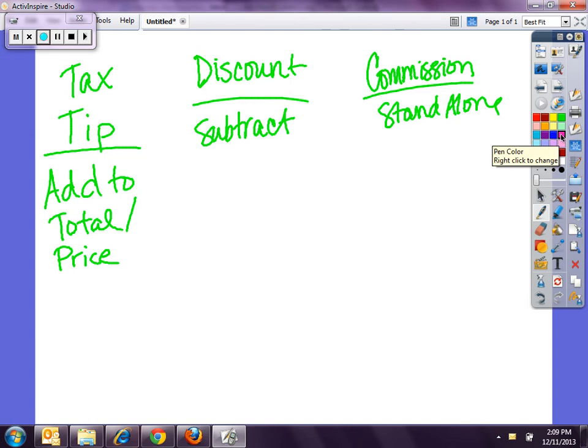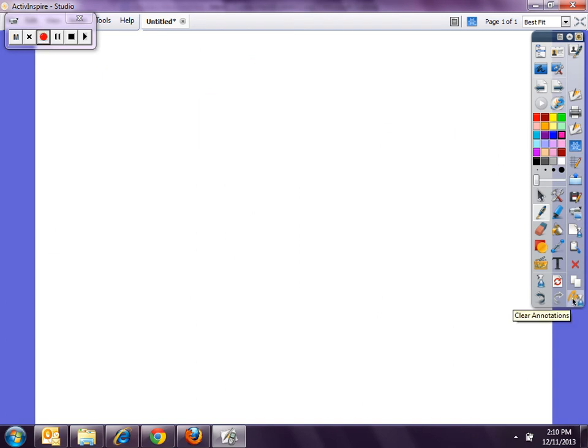So tax and tip: tax you're going to be charged pretty much everywhere you go. Tip you add for services. Discounts you can get on all kinds of things, and a commission would be something like if I got a certain percent for selling a house or selling a car or something like that. So I'm going to go through and come up with a couple examples.